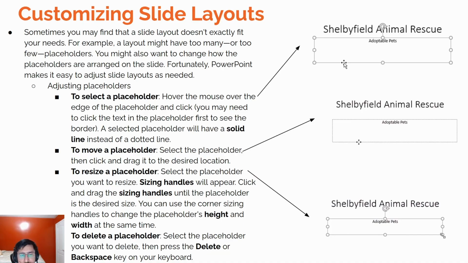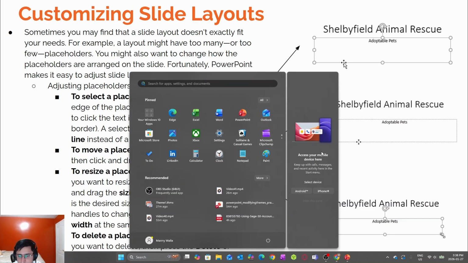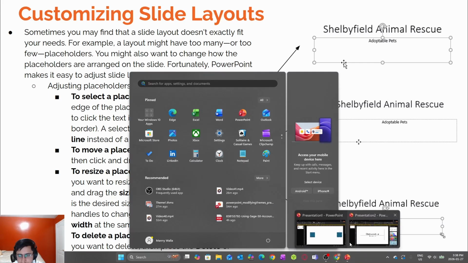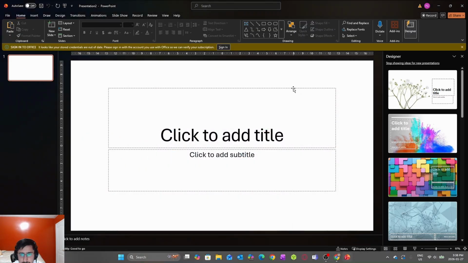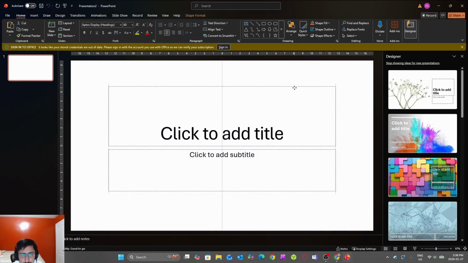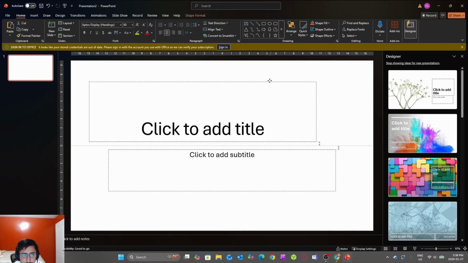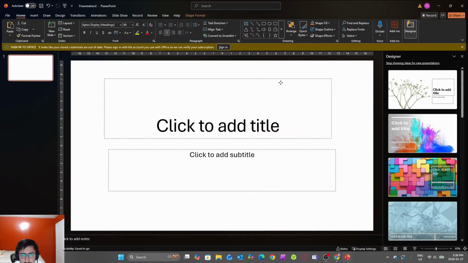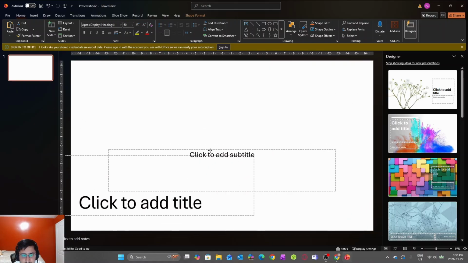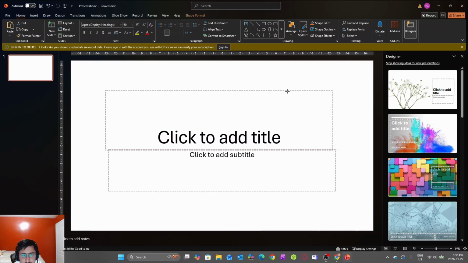We can click on a placeholder. So let me just show you. If we click on it, we select the placeholder. That's what the first point is. We can also move our placeholder by clicking and dragging. That's the other. So again, just clicking and dragging.